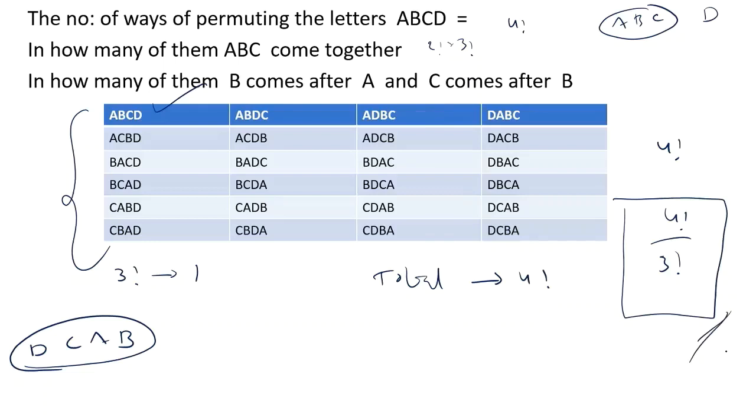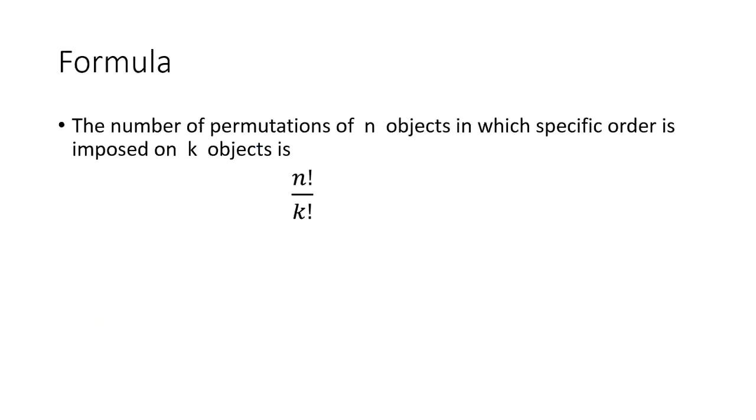And then we can generalize this one. So the generalization is like this. We have n distinct objects. In these n distinct objects we have a specific order on k objects. The number of permutations is going to be n factorial upon k factorial. Because those k factorial permutations result in a single permutation and the total number of permutations is n factorial, therefore the number of permutations which satisfy that specific order is going to be n factorial upon k factorial.